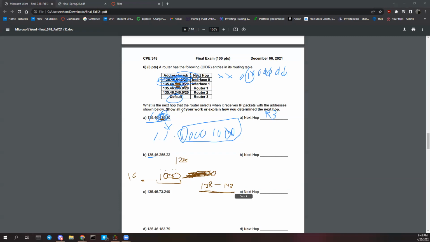So what is 176? Let me pull up my calculator. 176 is 10110000. We can forget about these since the 11 does not match the 00. It differs right here, and that's why it doesn't match. Makes sense. If it differed anywhere here, then it would not be within range, and you're fine.